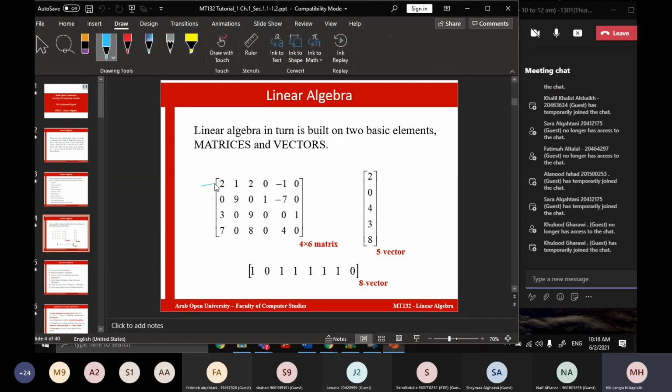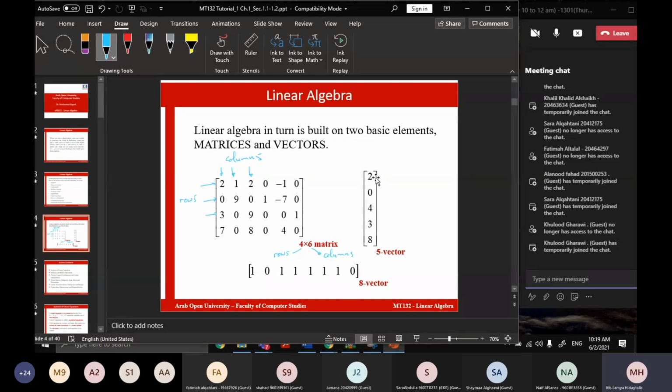So these are the rows, while these are the columns. This is the number of columns. We just write it like that, and don't multiply it at the end. That means I have a matrix of dimension 4 rows and 6 columns, so 4 times 6.